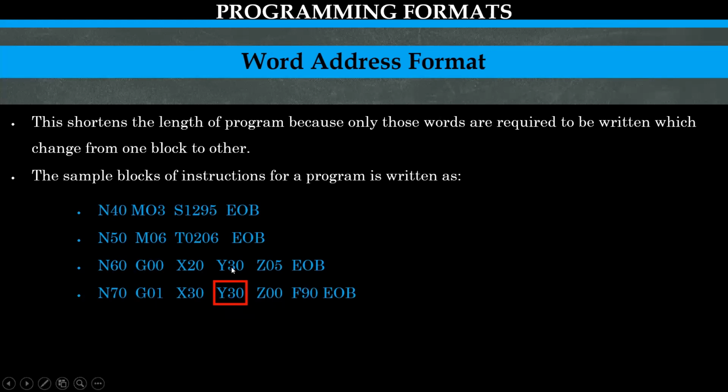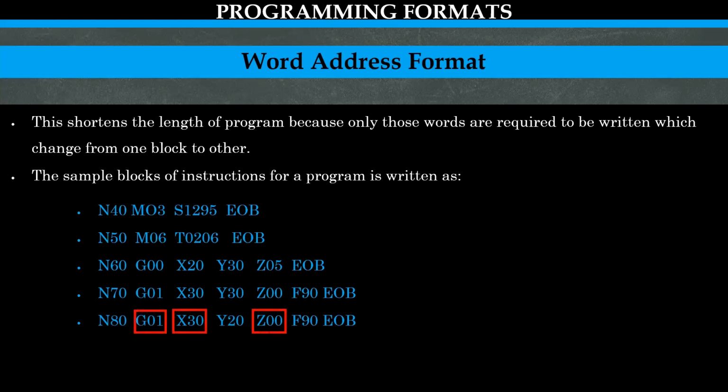For example, Y30 is there in block N60 and Y30 in block N70. So this Y30 need not be written in the block N70. Similarly, in the block N80, G01, X30, Z00 need not be written.